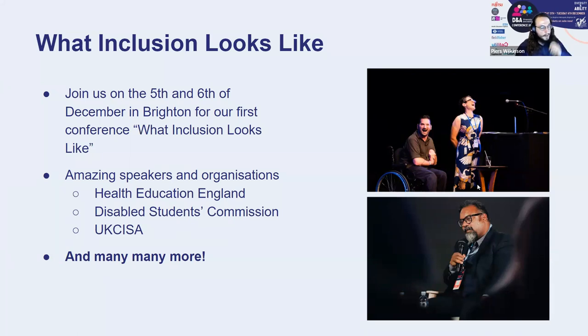On the right hand side, a couple of photos of the team. The first photo is my colleague Adam, who is a white man with dark hair and is a wheelchair user, and on the right hand of him is Emma, my colleague, who's a white woman with short, dark hair as well, and glasses, and they're laughing on a podium, giving the impression that we're all going to have fun at our conference. Additionally, at the bottom is a photo of our CEO, Atif Chowdhury, who is a brown man with short, dark hair and glasses, and he's speaking into a microphone and looking quite serious. But I promise you, he's much more fun in person.